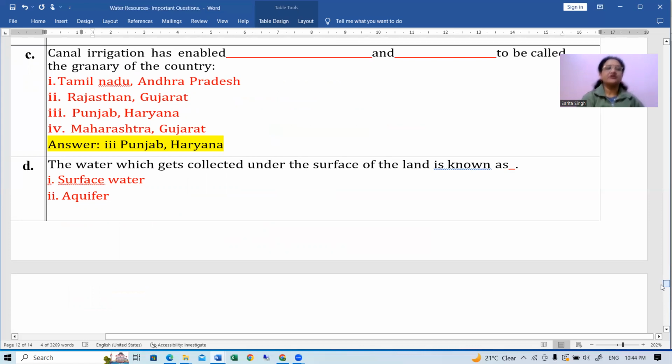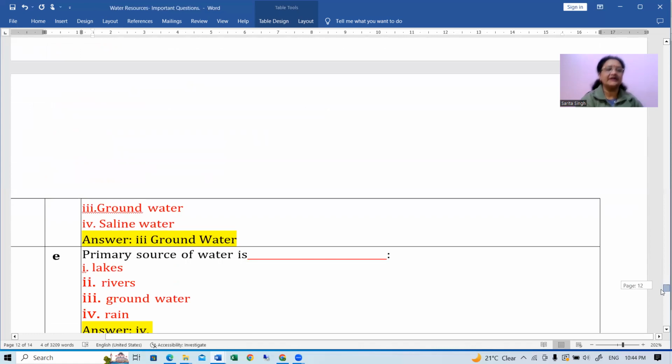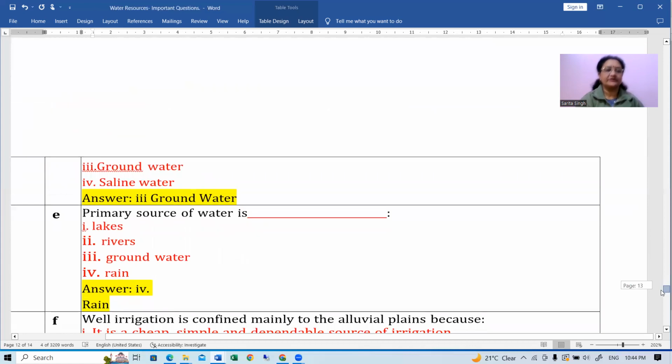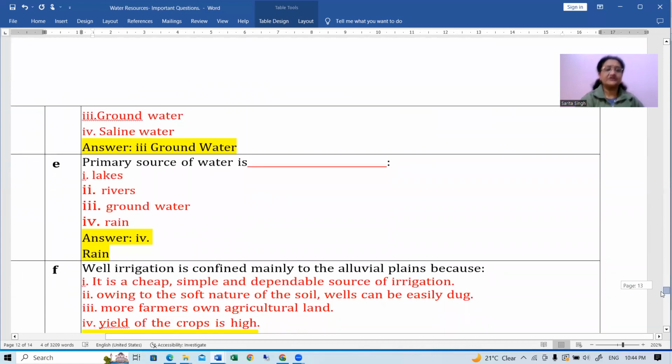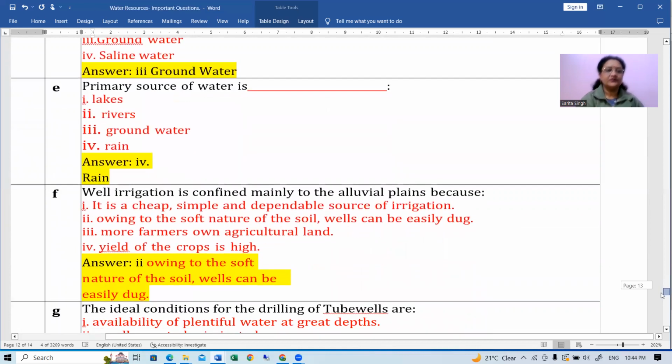Next: the water which gets collected under the surface of land is known as surface water, then number two aquifer, number three groundwater, and saline water. Number three is the correct answer, groundwater. Primary source of water is lakes, rivers, groundwater, rain. Rain is the correct answer, right?